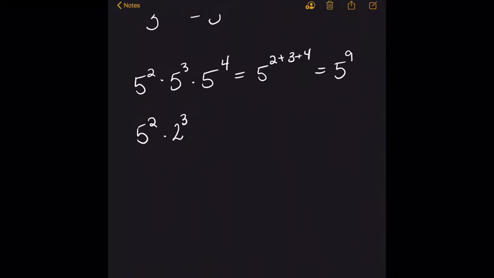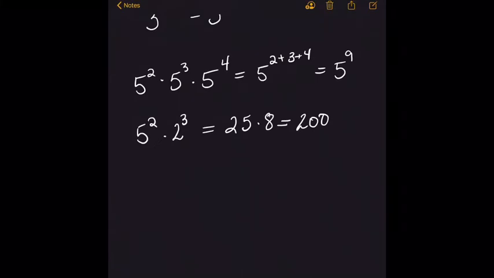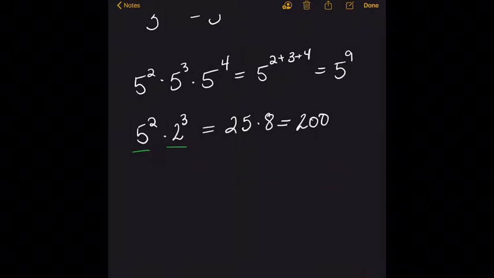In this case, because our bases are different, we can't just add our exponents. So we would have to work it out as 25 times 8. I know that 25 times 4 is 100, so it makes sense that 25 times 8 would equal 200. Okay, so that's one of the key things, is that in order to add exponents, your bases have to be the same. So here we couldn't have done that.